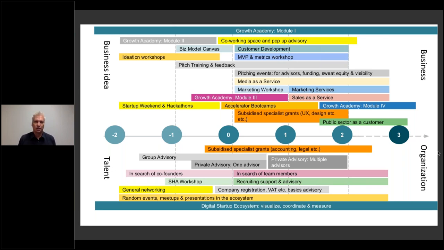This is already several years back. Some of these services are still relevant, and some of them have changed names. These are collections from multiple different ecosystems, but this is just an example of how the mapping can look.